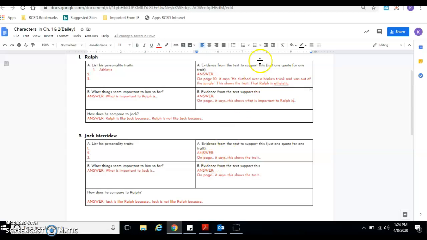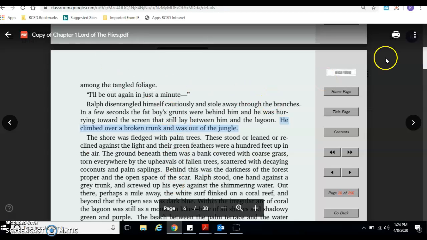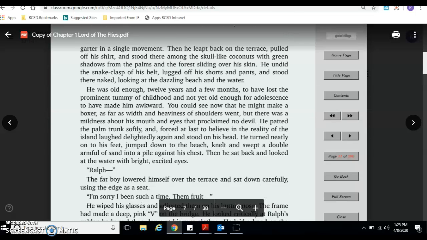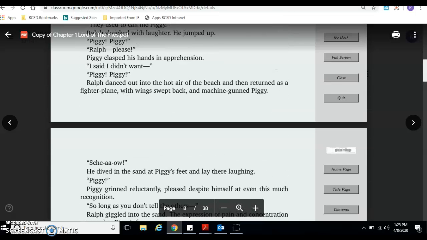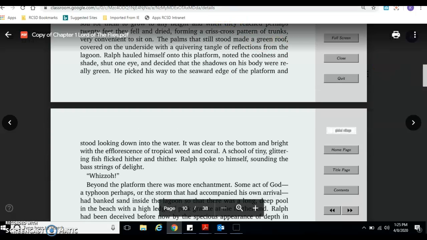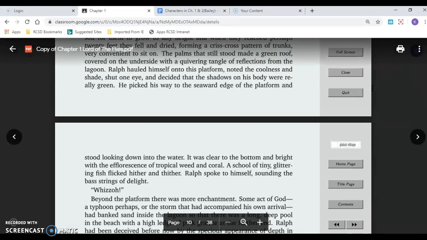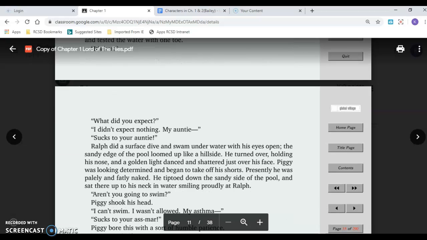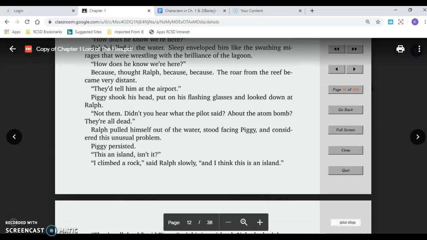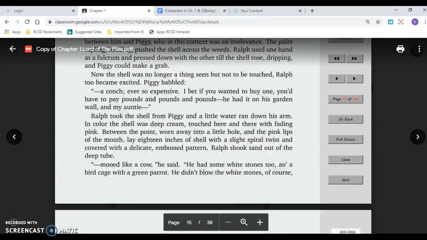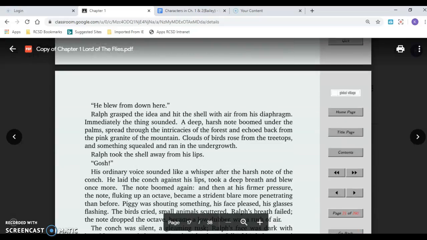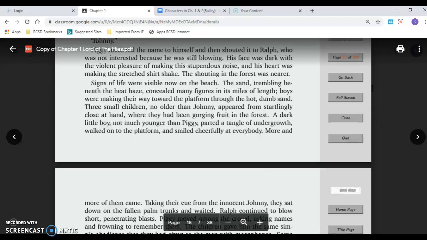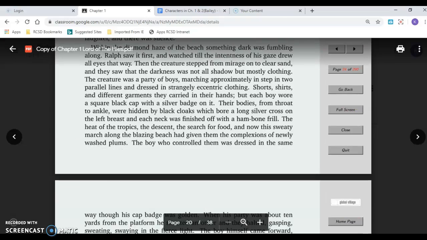Okay, so on page, again, I would want to be going back and looking at my chapter and finding something about Jack. Here's something about Piggy. Hint, hint, we're going to do Piggy next. But again, you always want to have some tabs up here where you're clicking back and forth and you're looking for what you need. So I'm looking in here for something about Jack. Again, this is all just Ralph and Piggy. Where can I find something about Jack? He doesn't enter the book until late in chapter one, I guess.